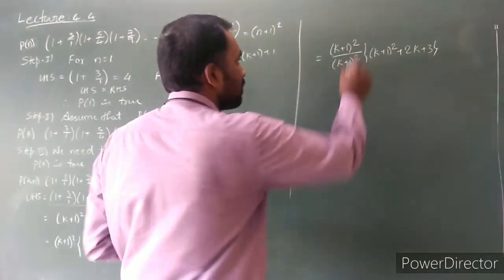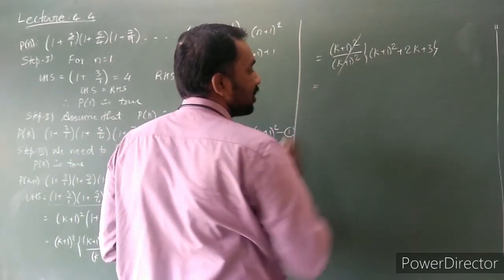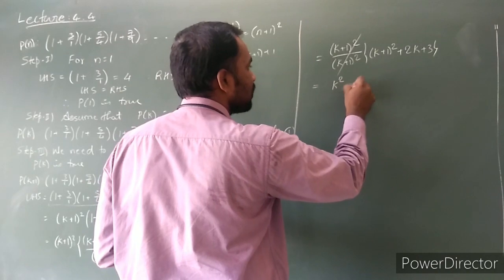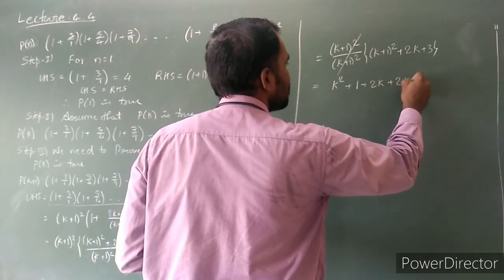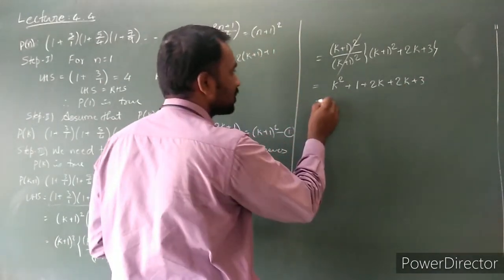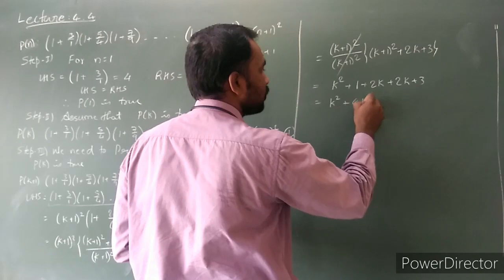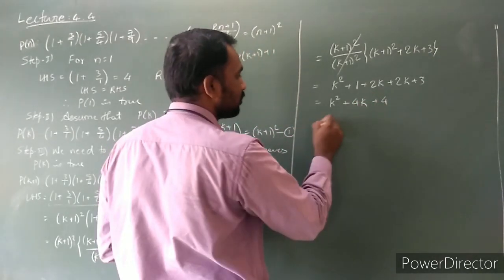So this (k+1) whole square and (k+1) whole square get cancelled. The remaining term (k+1) whole square is that, (a+b) whole square. That is nothing but k square plus 1 plus 2k, plus 2k plus 3 as it is. Simplify. k square, 2k plus 2k, that is 4k. 1 plus 3 is 4. Now it is the perfect square.